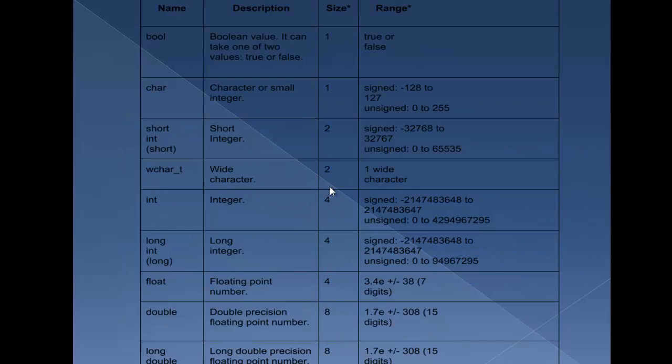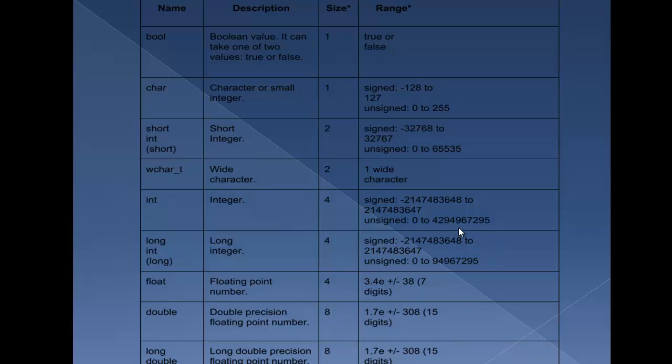Here are some variable data types. Bool: Boolean value, it can be true or false, size 1 byte. Char: character or a small integer, size is one byte, signed -128 to 127, or unsigned 0 to 255. Short integer, or just short, 2 bytes. This is the range. Then wide character, integer, long integer, float, double, long double.